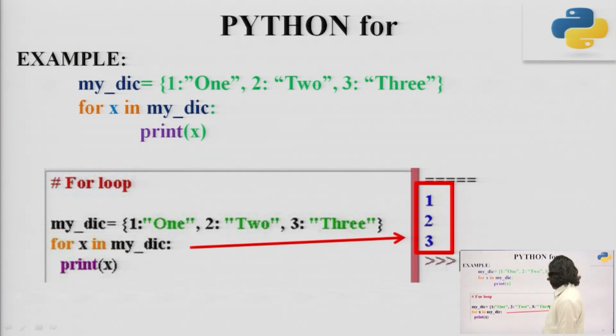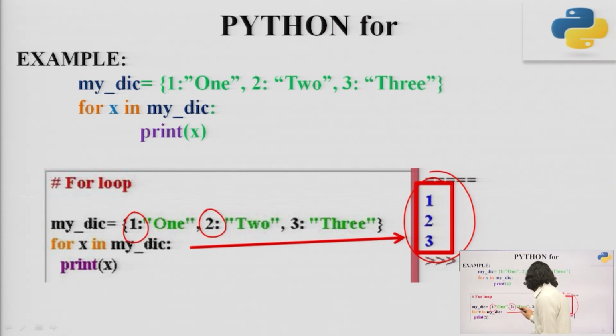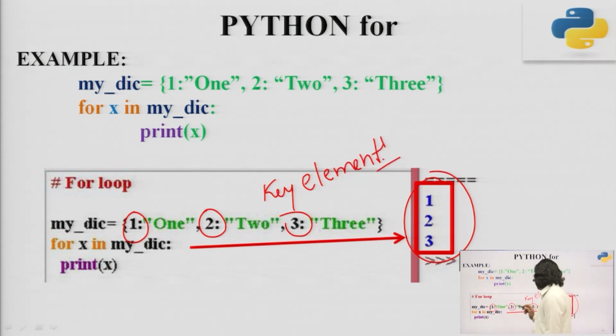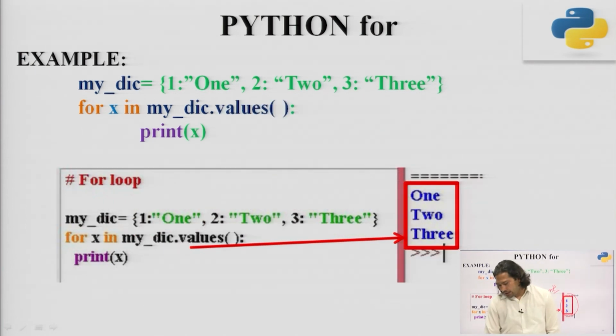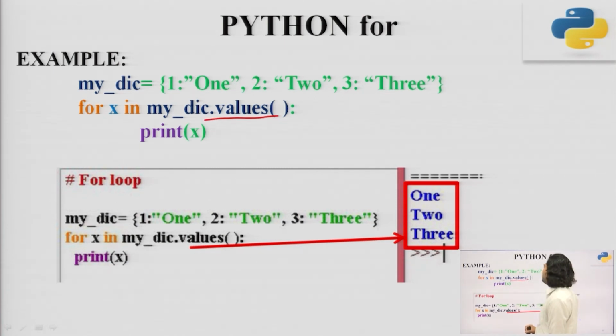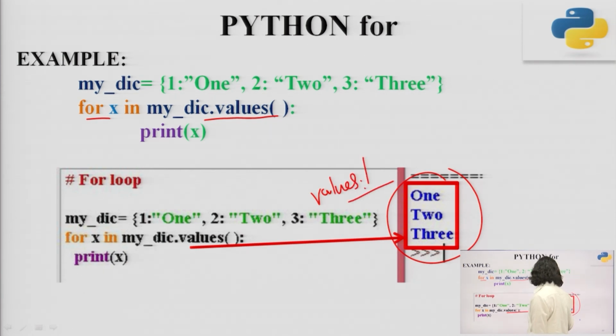Now, what we are seeing here in the output, this 1 2 3, 1 2 3, 1 2 3, is the key element. So, when we are looking at the dictionary, we are always fetching the key element. But can we fetch the values? Yes, by using the dot values method in the for loop. Here you can see that right now the output is the values related to my dt, or my dictionary.